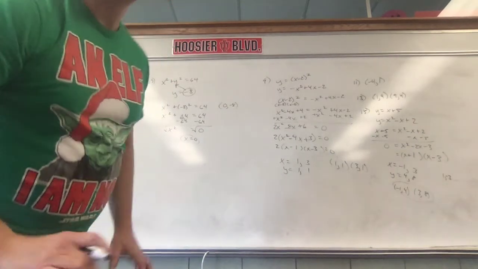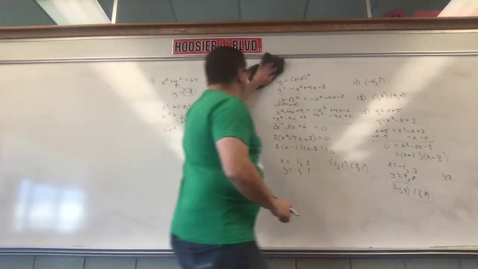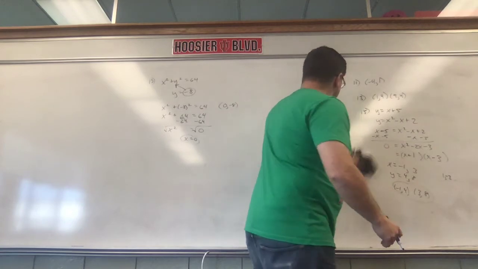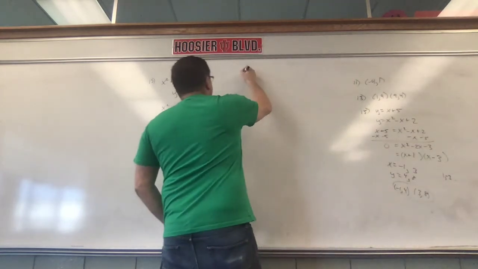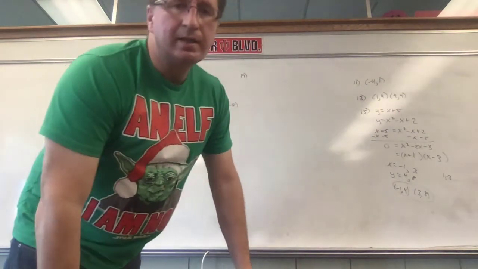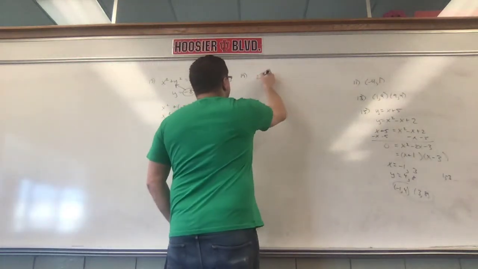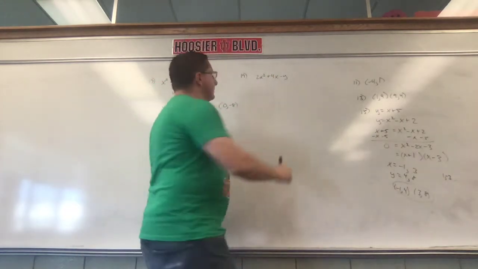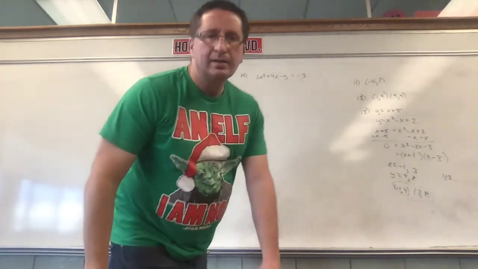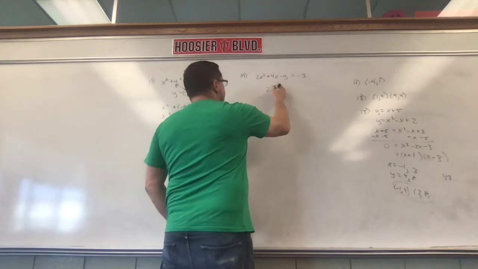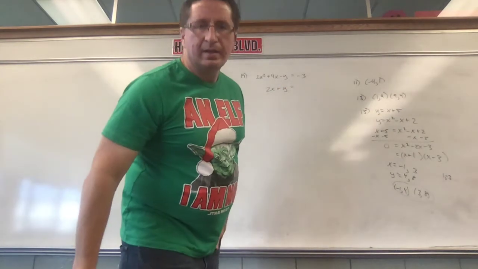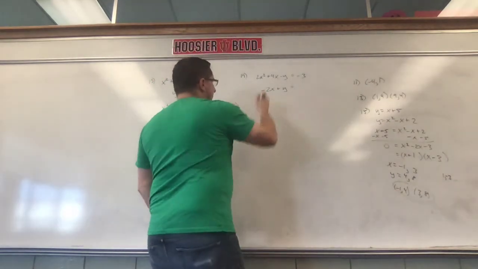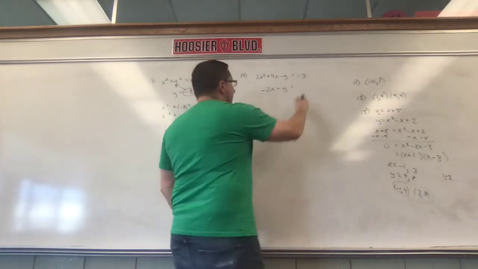Number 19. Okay, this one's going to be a little tougher. 2x squared plus 4x minus y is negative 3, and negative 2x plus y equals negative 4. It's negative 2x plus y, I'd have made a big mistake there if I didn't fix that.